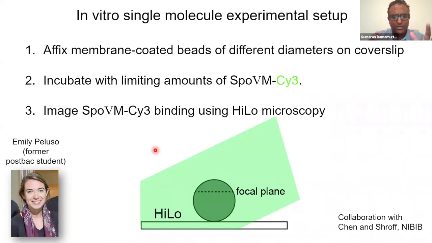And so she said what she wants to do is to affix these membrane-coated beads of different diameters on a cover slip. She's gonna then come back with SpoVM that's fluorescently labeled. And then she's gonna image limiting amounts of this. So we put tiny amounts of this protein into this mix, and then she's going to image these individual molecules of SpoVM Cy3 using a technique called high-low microscopy that shoots the excitation light at an angle like this to reduce background.